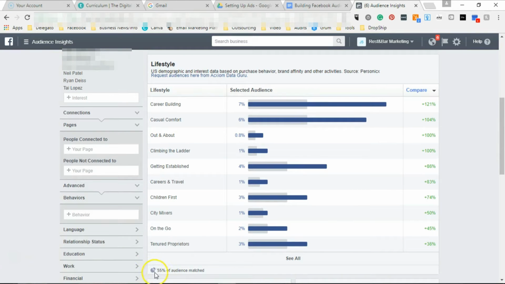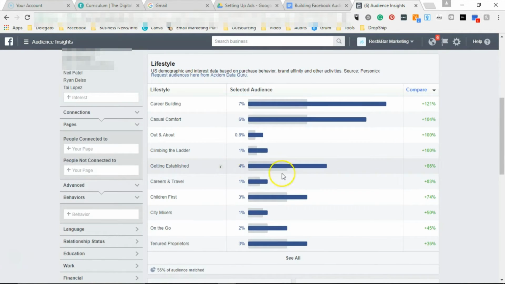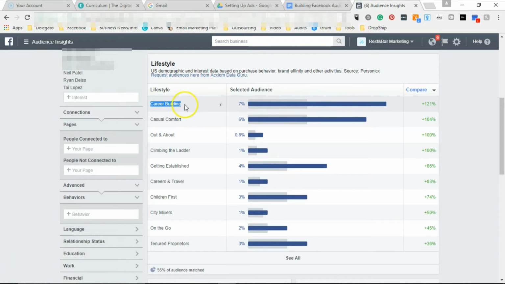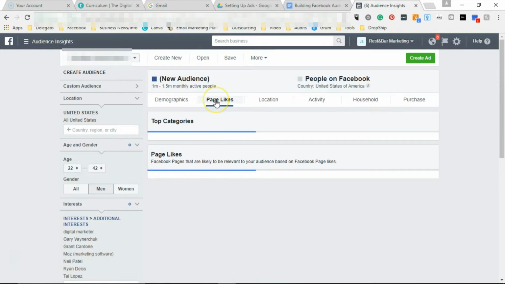And then right here you can see these little pie charts, 55% matched. It gives you an idea, this is an affinity score basically. This dark blue line, when it's above this little highlighted blue line, that means it's very, very close. So these people are obviously into career building. That would make sense, right? Tai Lopez, Gary V, Grant Cardone, these are all motivational speakers about entrepreneurship basically. It gives you information about your customers if you didn't know already.